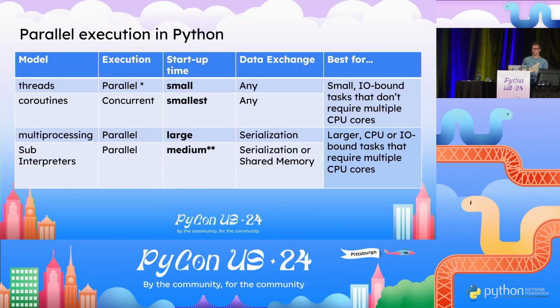So in Python, we've actually got a few options for parallel execution. We've got threads, which will be in parallel. We've got coroutines, which run concurrently. We've got multiprocessing, which is fully parallel, and we've got subinterpreters, which are fully parallel. Each one has a different startup time, and this is the time it takes to start one of these. The smallest is coroutines. These run concurrently, and the largest is multiprocessing. I'll show you some benchmarks of that. And they have different use cases.